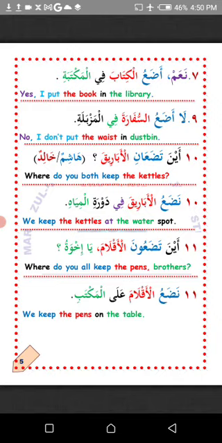نضع الأباريق في دورة المياه. We keep the kettles at the water spots. دورة المياه is a place in a mosque where one can fetch water, ease themselves, and perform ablution.